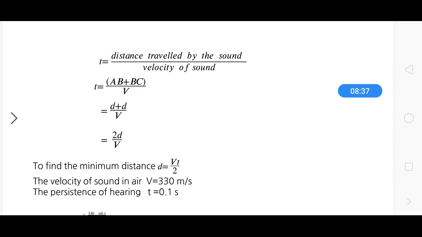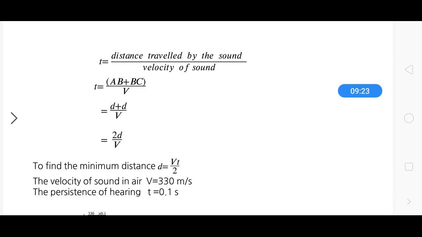Now let us consider the AB distance is D. In the same way BC is also D. Why? Because the distance is the same from point B; the position of the source and the observer is the same. I am considering it like that. So AB plus BC is nothing but D plus D, divided by the velocity V. So what will we get? The time to hear an echo, T, is equal to 2D by V.